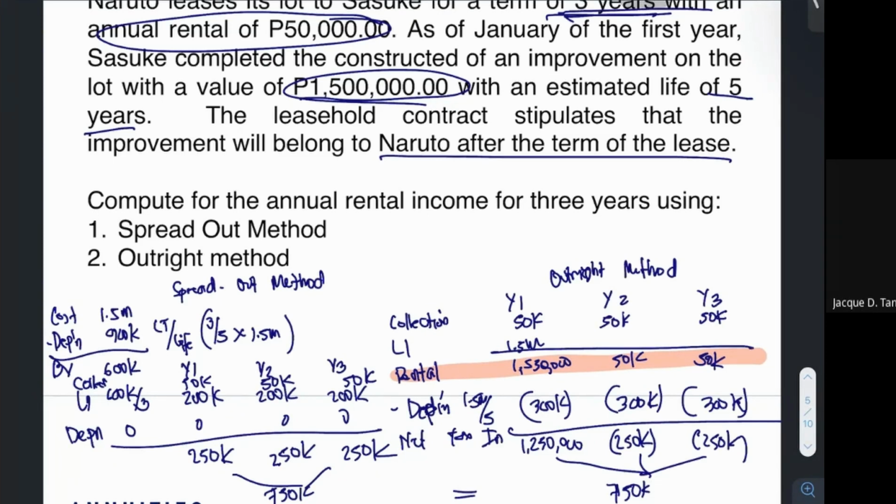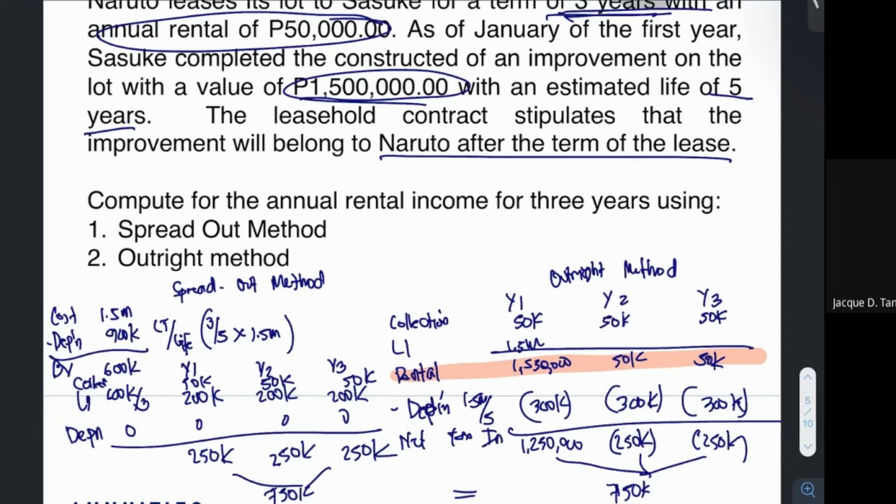However, the difference lies as to the recognition of the leasehold improvement. In spread out, you spread out the book value at the end using the lease term. In outright, you recognize outright the amount of the leasehold improvement. There is no depreciation in spread out. There is depreciation in your outright method.